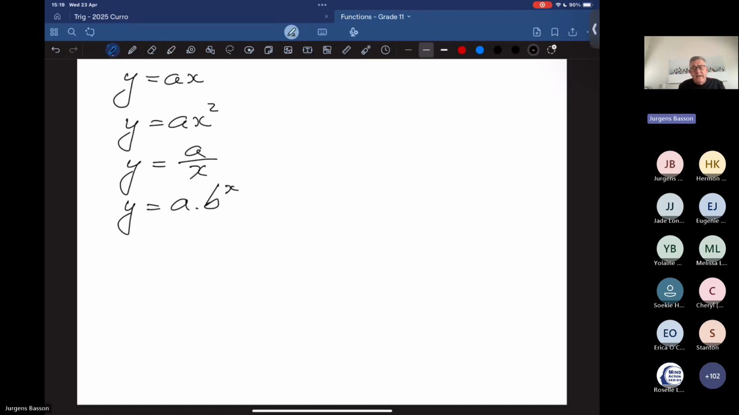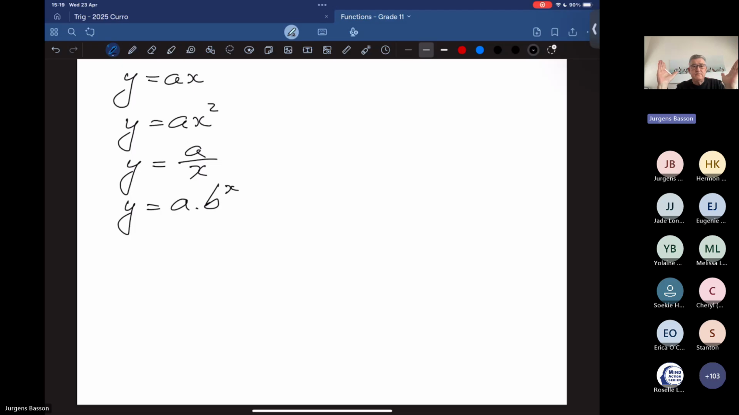Now the straight line, you will all agree with me, changes the gradient. So if a is positive, the graph is increasing. If a is negative, it's decreasing, and that's pretty straightforward. The parabola, the ax squared, if we put a 2 or a 3 there, so 2x squared, 3x squared, the graph will become narrower. But if you make it like a half or a third, the graph will open up, the parabola.